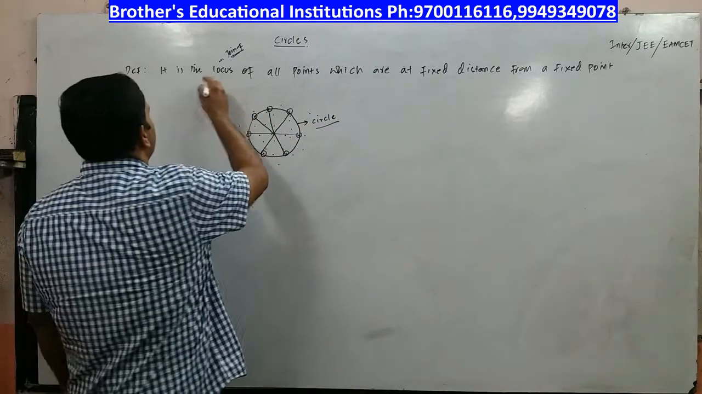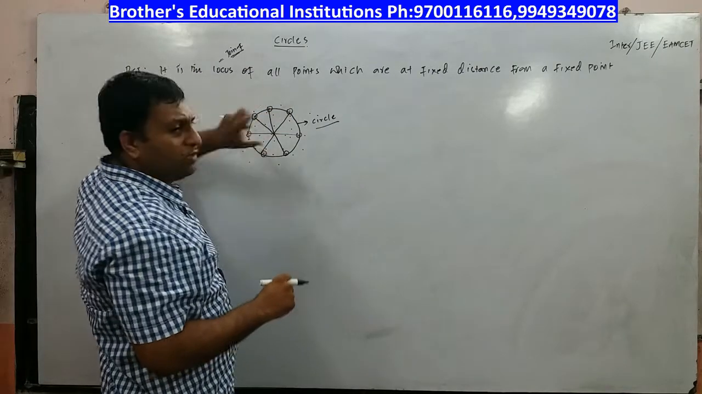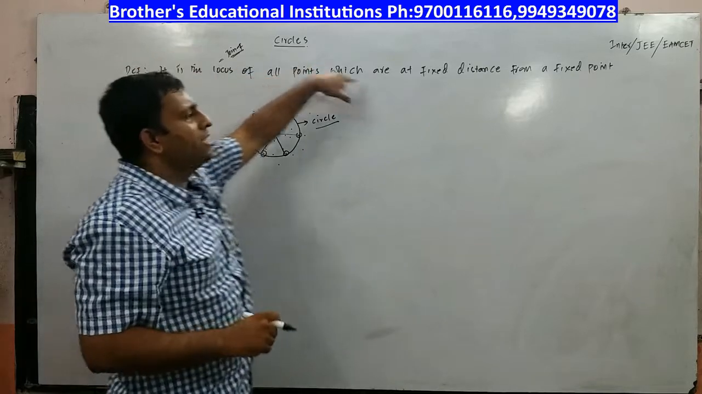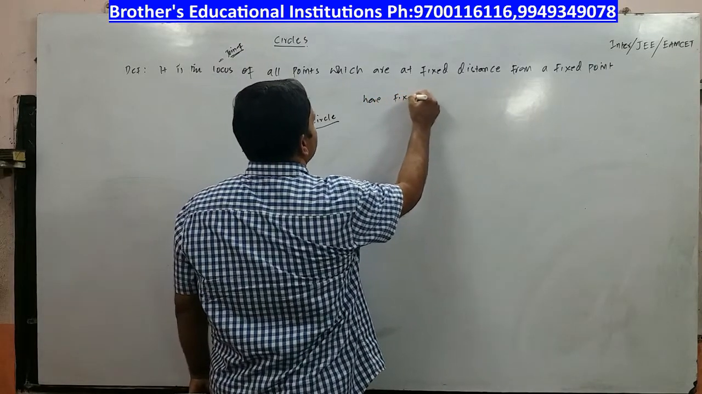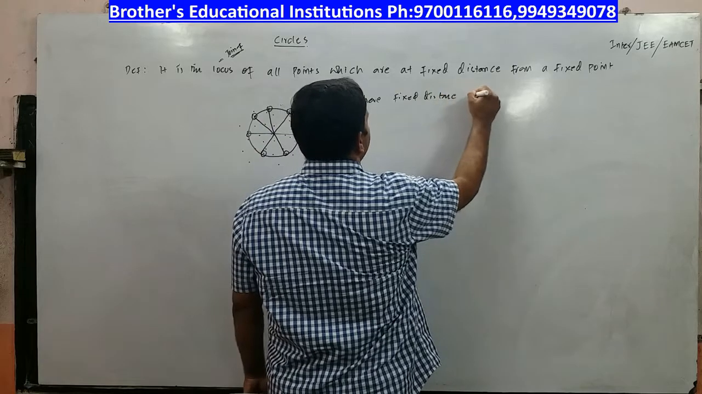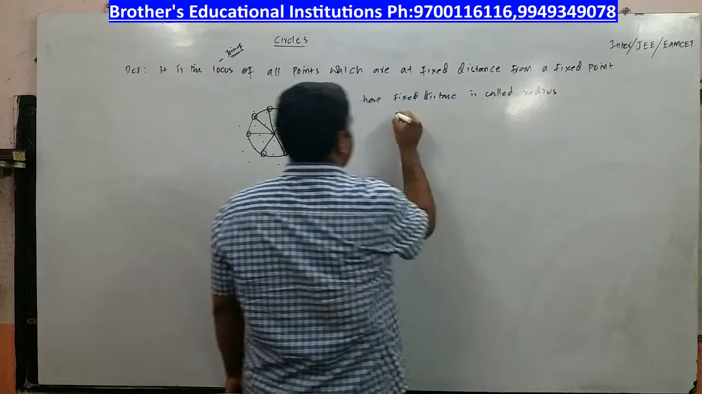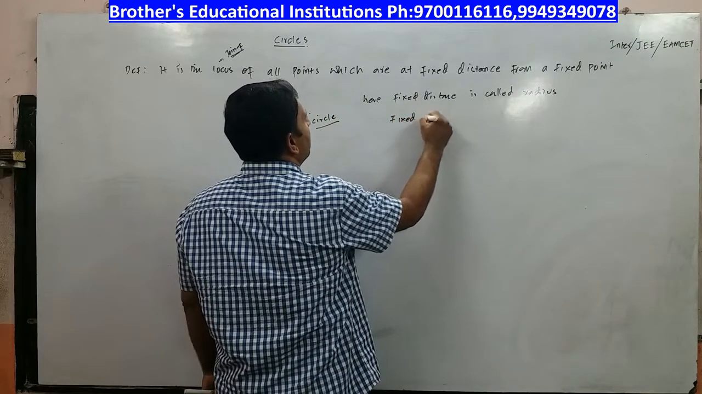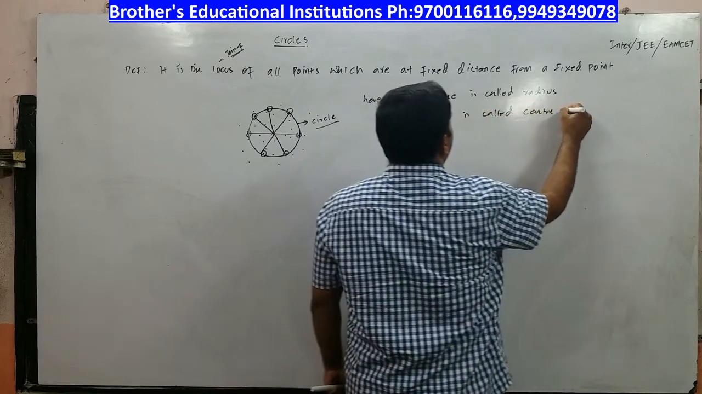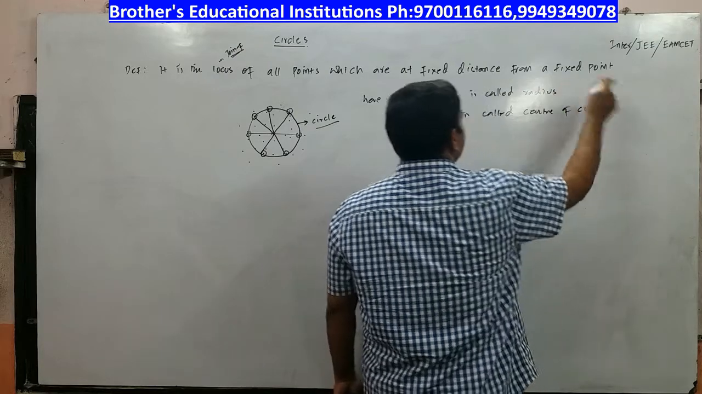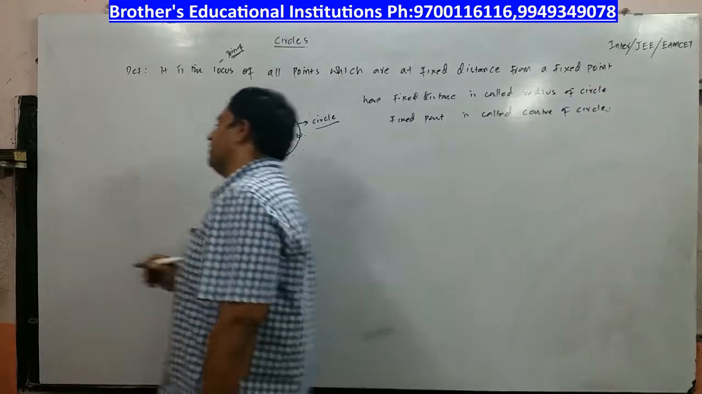So the definition of a circle: it is the locus of all the points, not all of them, only those points which satisfy the condition, which are at a fixed distance from a fixed point. Here the fixed distance is called the radius, and the fixed point is called the center of the circle. So this is a very simple definition of a circle.